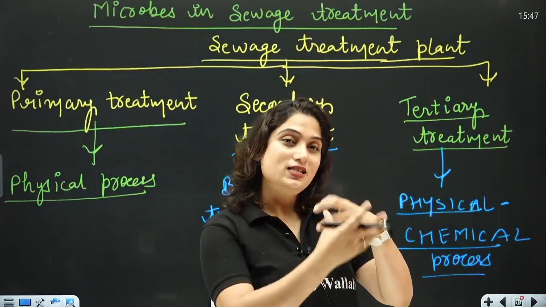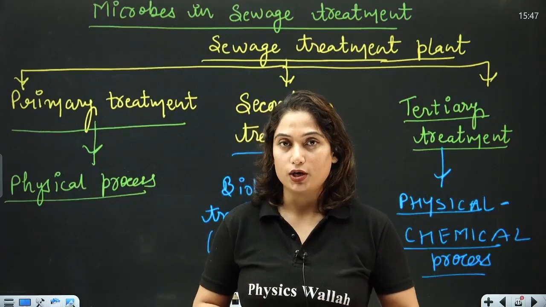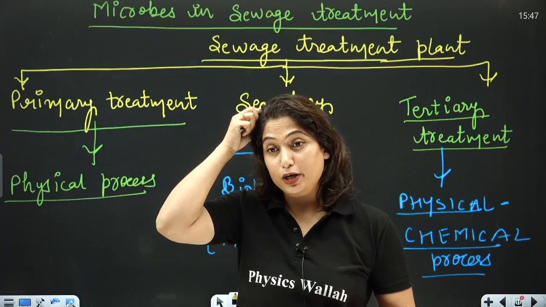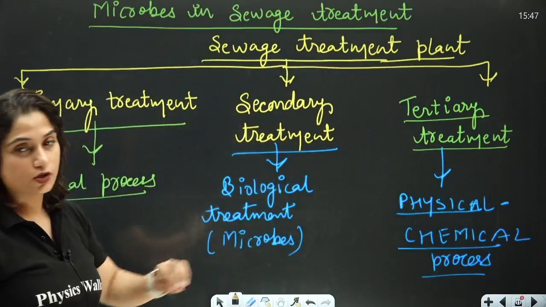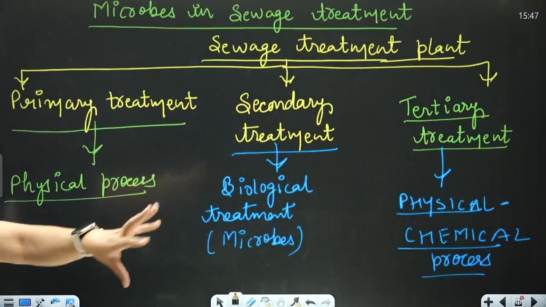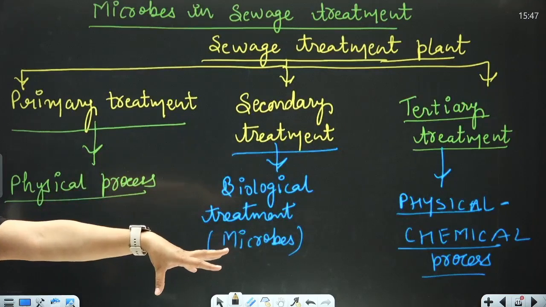Right, which has sewage in it. That means all the organic impurities and the inorganic impurities. So how will we treat the polluted water? If I talk about the sewage treatment plant, it is done in three parts: primary treatment, secondary treatment, and tertiary treatment.